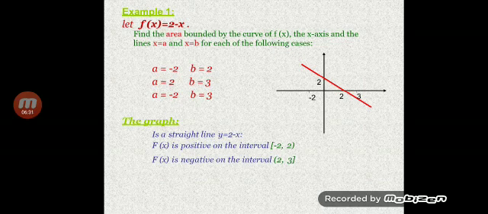Okay, now we have to consider 3 cases, that is minus 2 to 2 first case, second case 2 to 3, and third case minus 2 to 3. As it is a straight line, y is equal to 2 minus x, we have drawn here. f of x is positive on the interval minus 2 to 2. f of x is negative on the interval 2 to 3 because it goes to the lower side, no? Therefore it is negative.